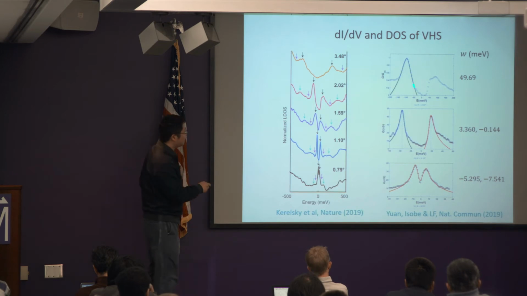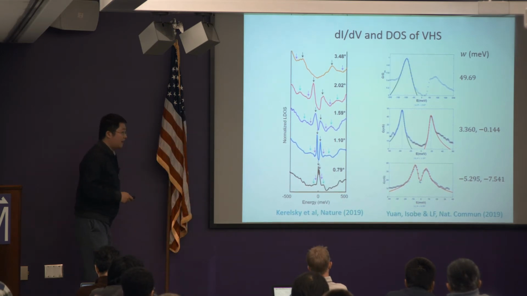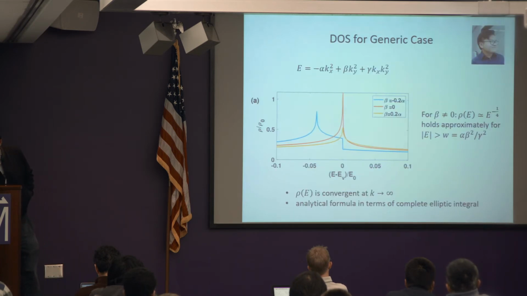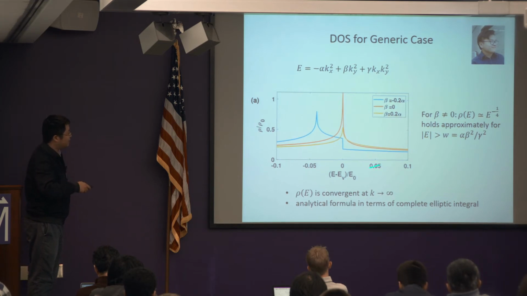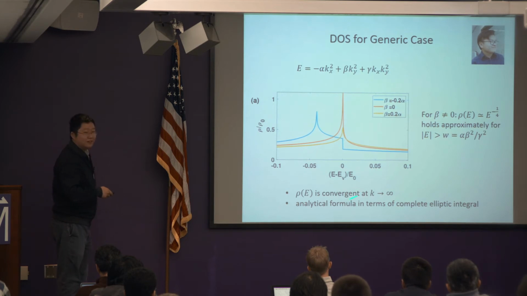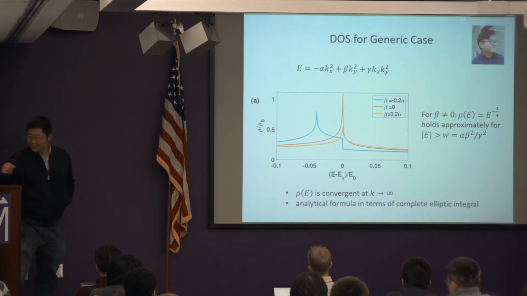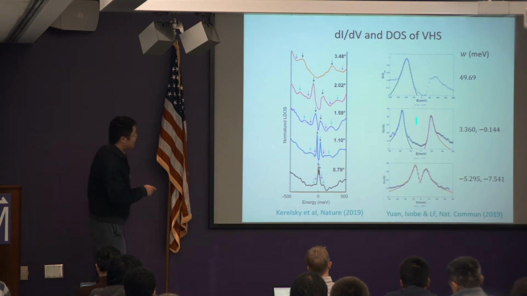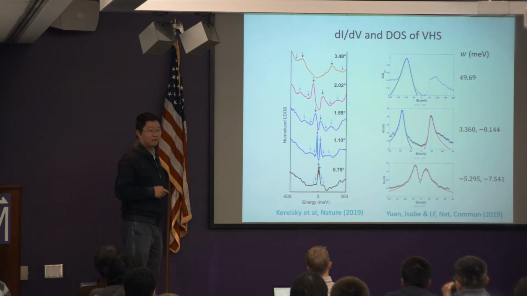So then we actually fitted the density of states using the expression that I just gave you, which includes both the special limit beta equals 0, and when beta is non-zero, Noah Yuan derived an analytical formula for the complete general case. So we can use this to make a fitting, and these solid lines are the density of states from analytical calculation. And you can see it fits very well.